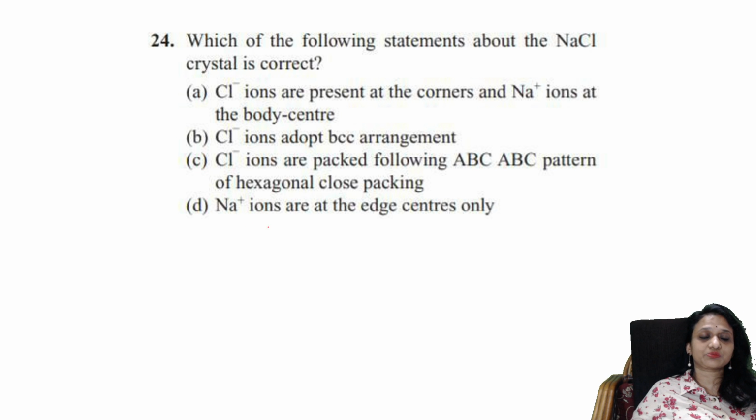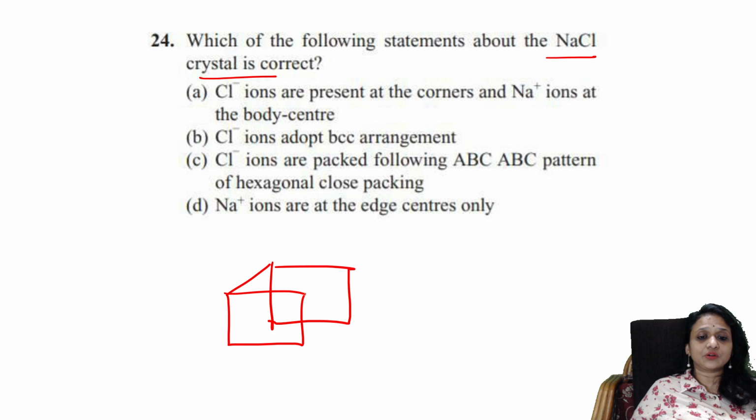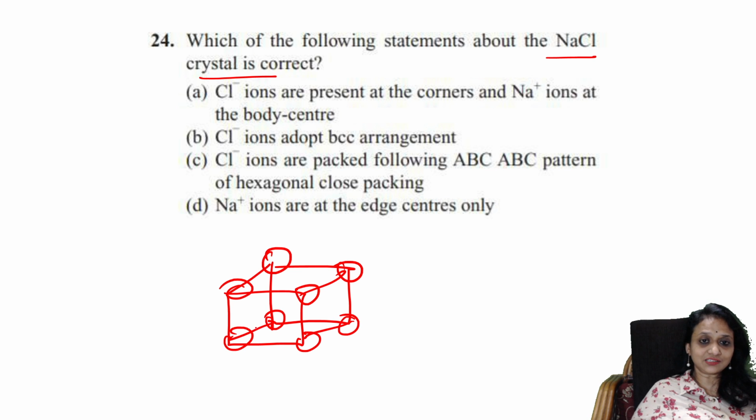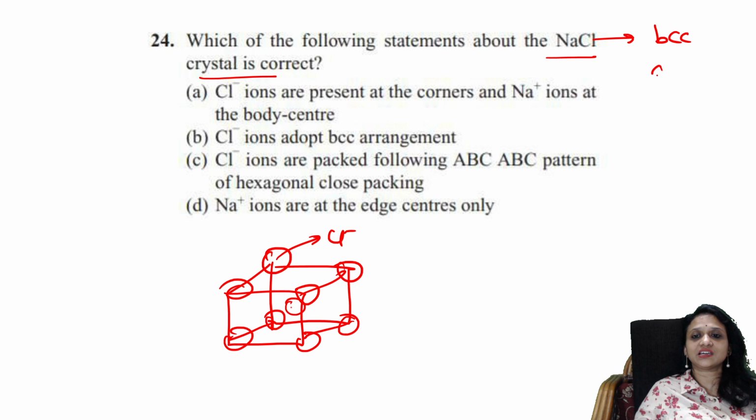Which of the following statements about NaCl crystal is correct? Fine. So remember, when I take this NaCl crystal, always remember, chloride ions are the corners. So NaCl is going to show me a simple cubic lattice where the chloride ions are present at the corners and Na ions are present at the body center. So NaCl, if you see, it is a BCC arrangement. Remember that.